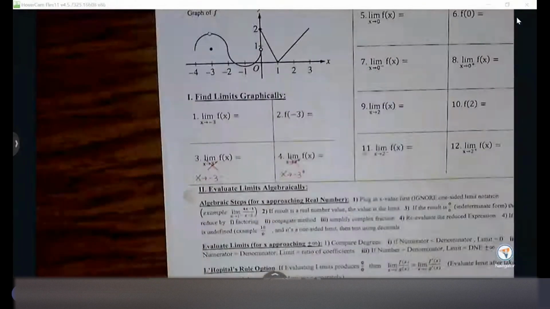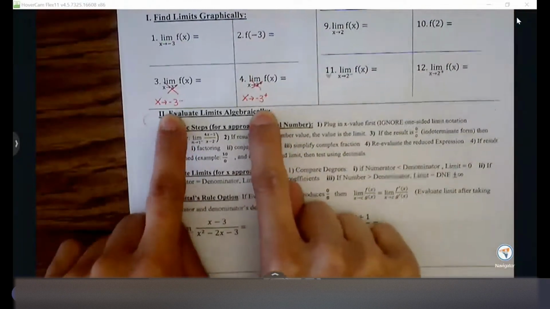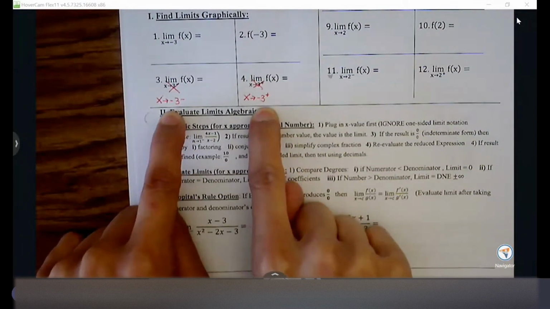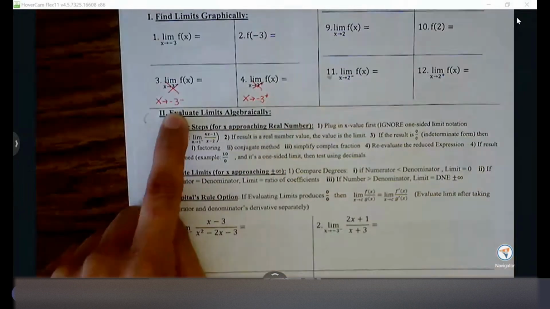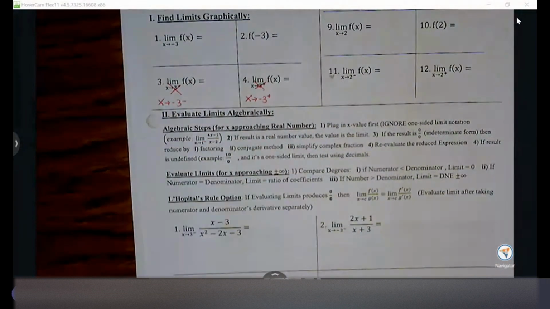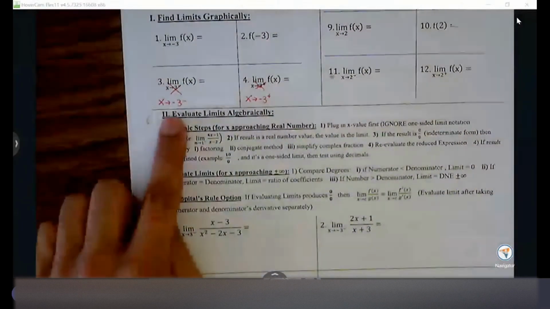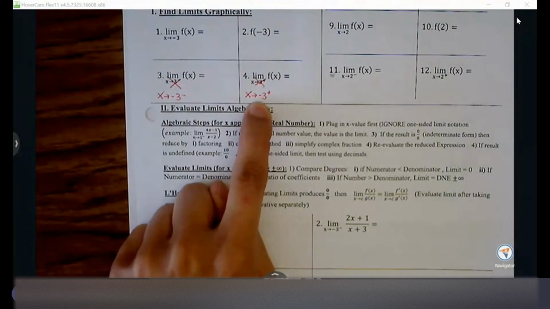For those of you who picked up the worksheet in class, I made a typo here. So if you can change that for number 3 and 4. If you're picking this up off the online version, I think I made the correction here. But for 3 and 4, it should be approaching -3, not +3. So -3 from the left side of -3, and then -3 from the right side of -3 for number 4.